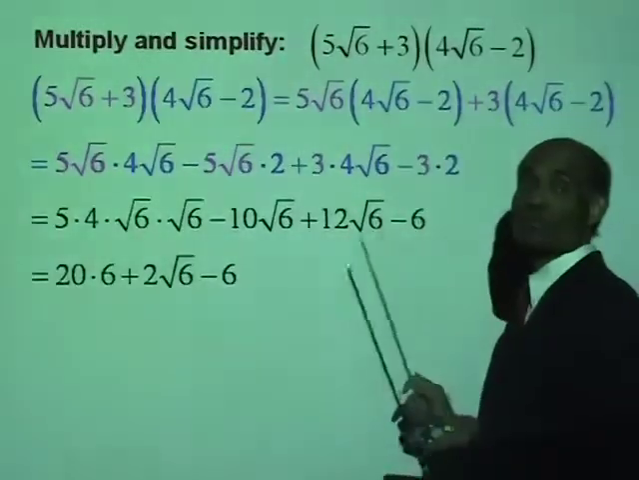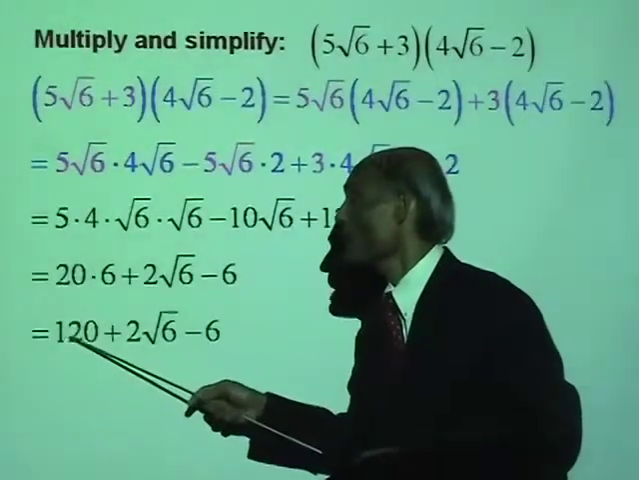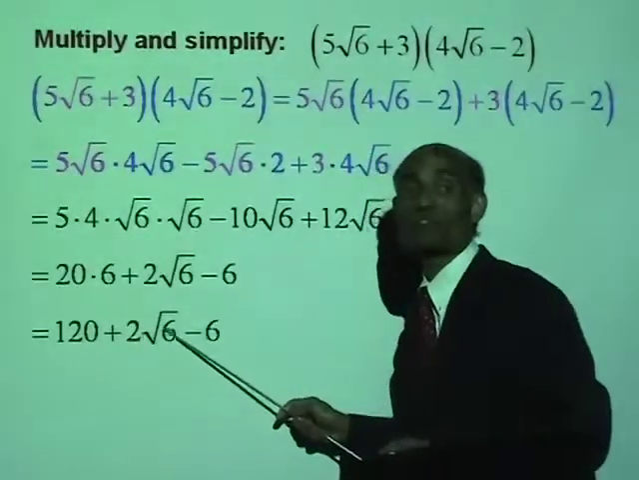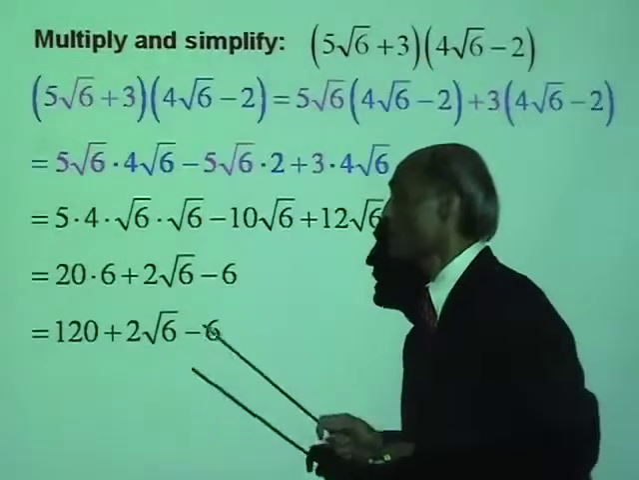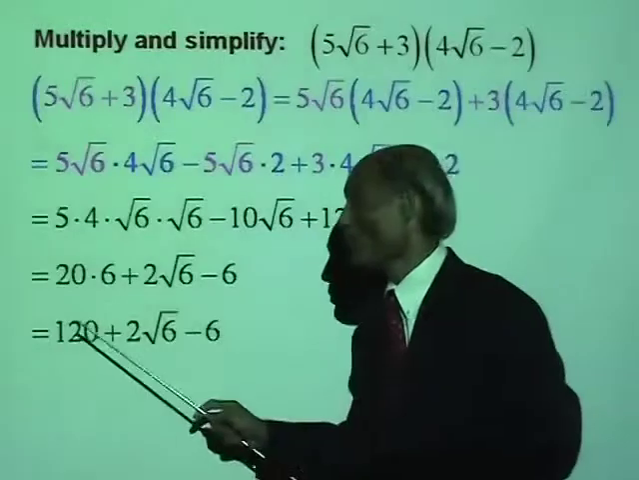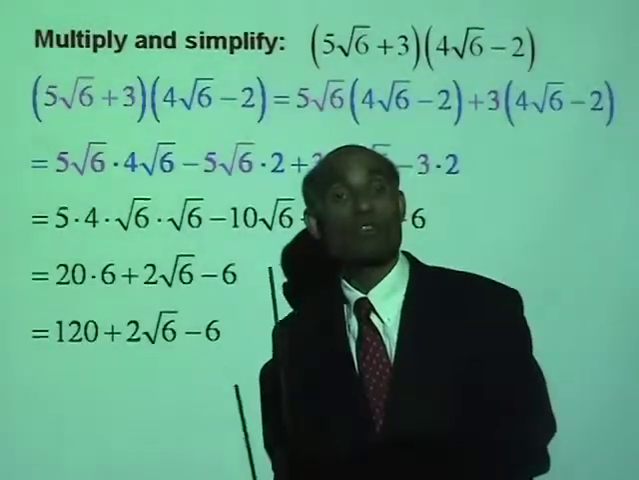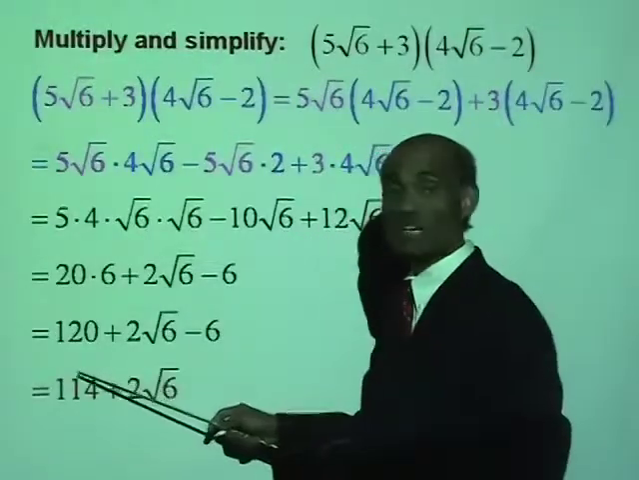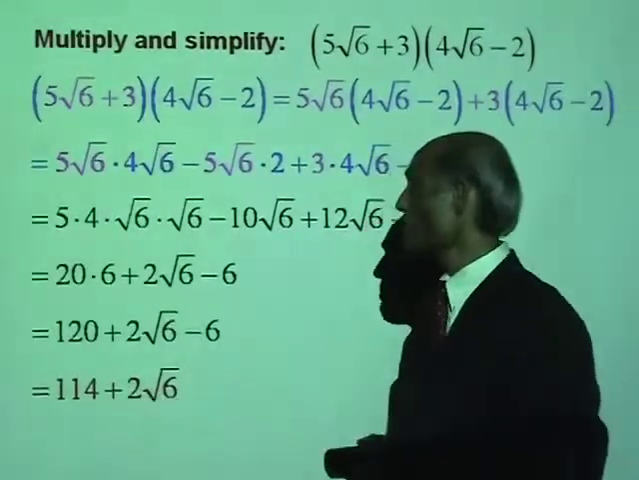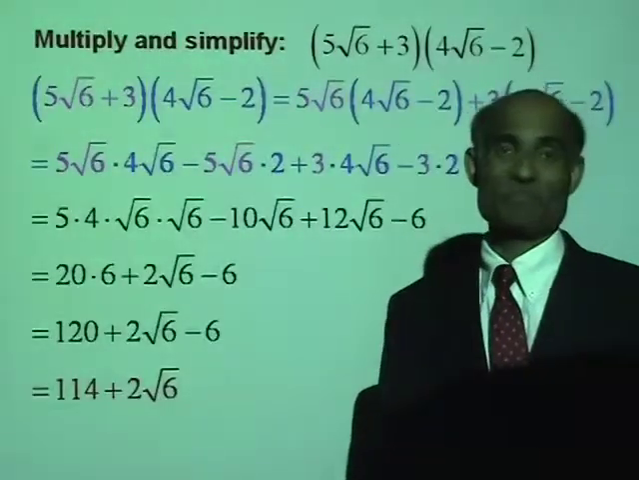Minus 6. Now that is 20 times 6 is 120 plus 2 square root 6 minus 6. There is one more thing to do. 120 minus 6 is 114. So this is 114 plus 2 square root 6 is the answer.